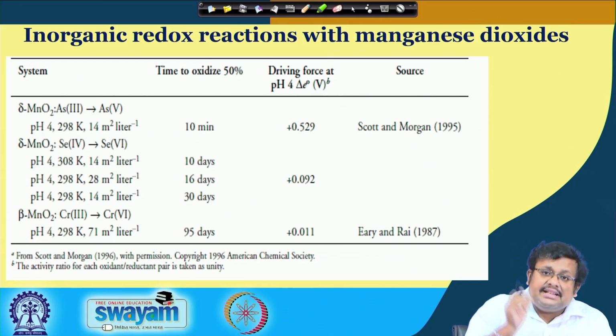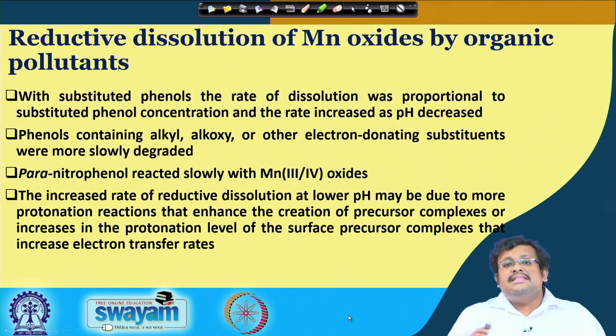You can see, summarily, arsenic 3 can be oxidized to arsenic 5, selenium 4 can be oxidized to selenium 6, and chromium 3 can be converted to chromium 6. And these are the times to oxidize to 50%, and this is the driving force which is basically oxidizing these species. Now, this is the last slide.